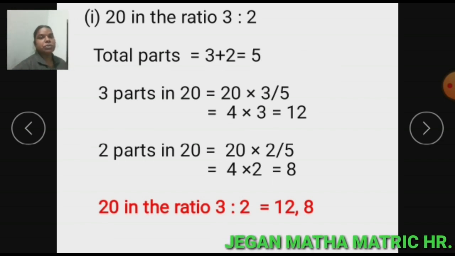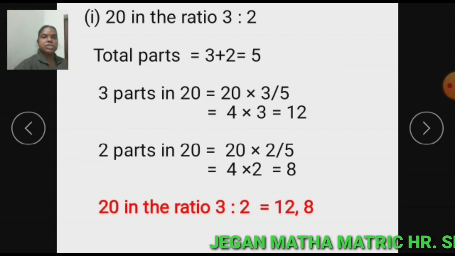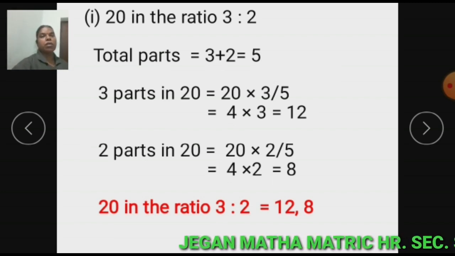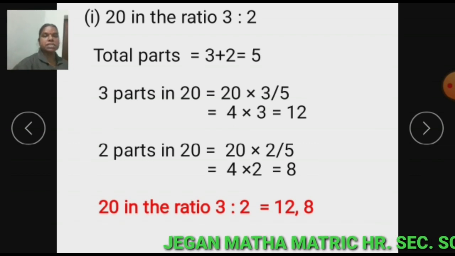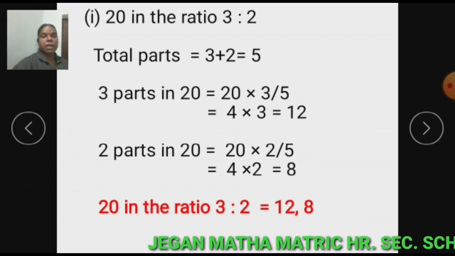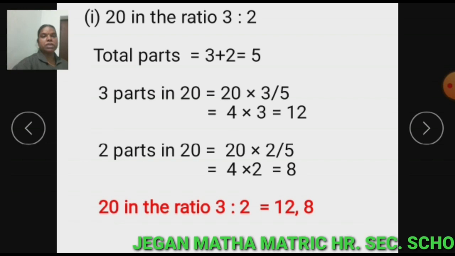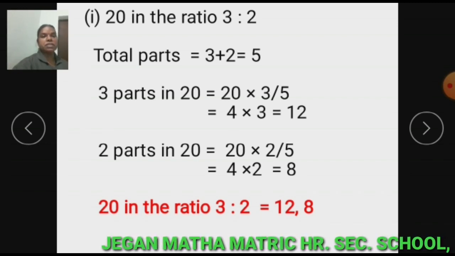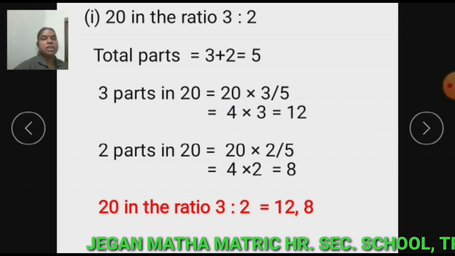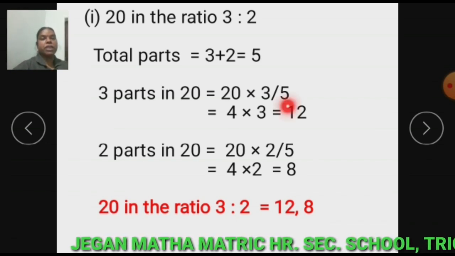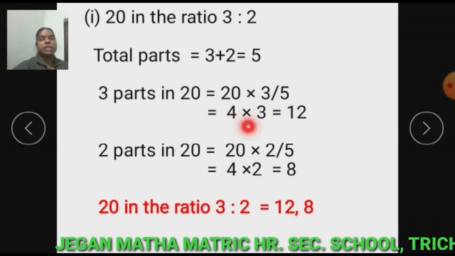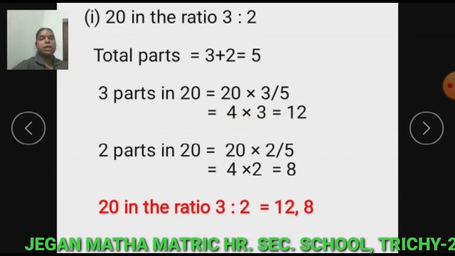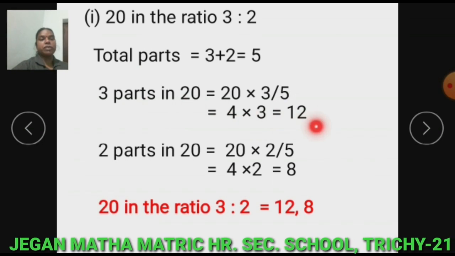From the ratio, we say that a ratio 3:2 is said to have a total of 3 plus 2 parts in it. So, total parts equal to 3 plus 2 equal to 5. 3 parts in 20 equal to 20 into 3 by 5. 20 is divided by 5, we get 4. 4 is multiplied by 3, we get 12. 3 parts in 20 equal to 12.